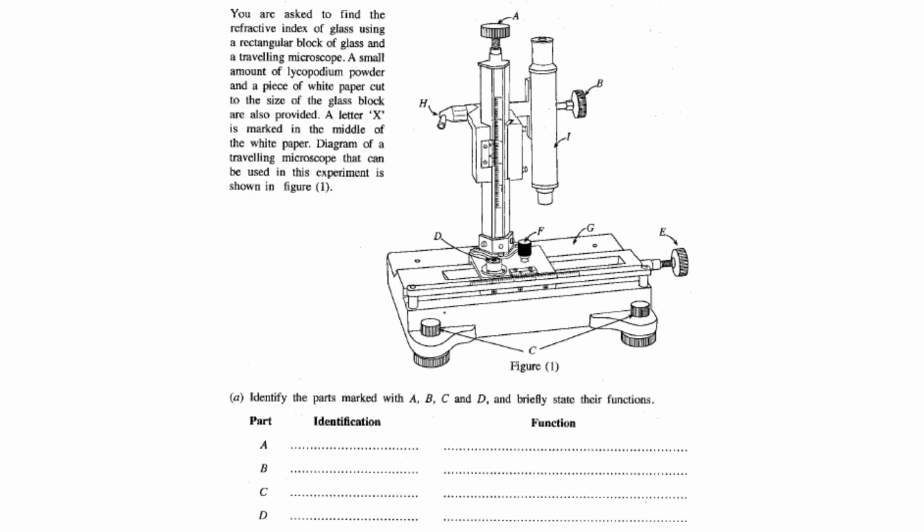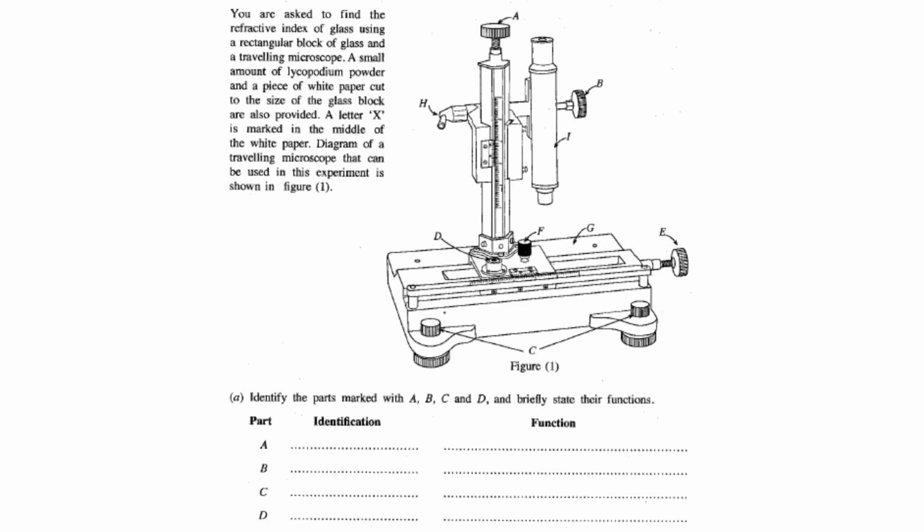You are asked to find the refractive index of glass using a rectangular block of glass and a traveling microscope. A small amount of lycopodium powder and a piece of white paper cut to the size of the glass block are also provided. A letter X is marked in the middle of the white paper.